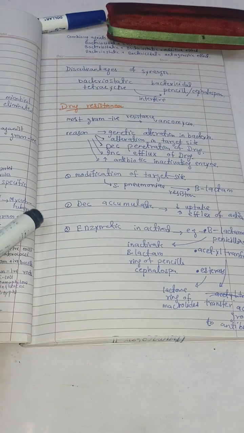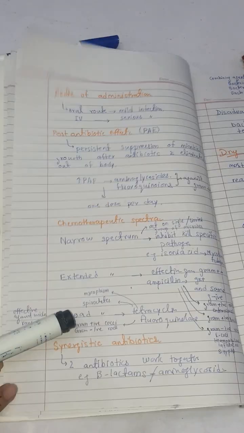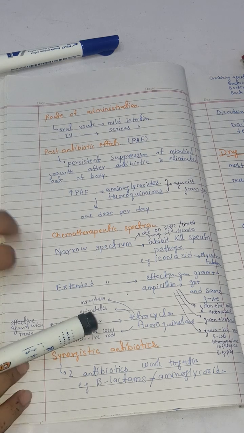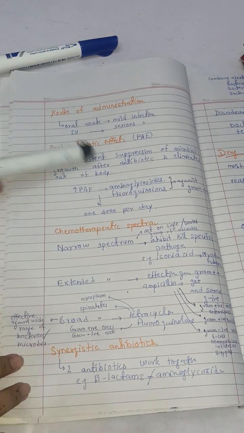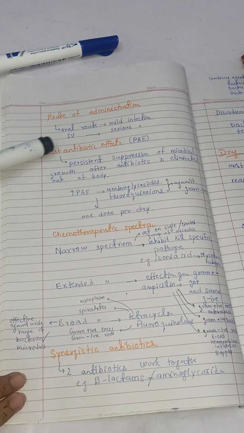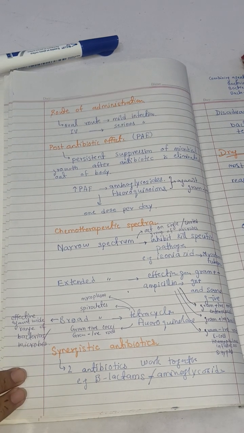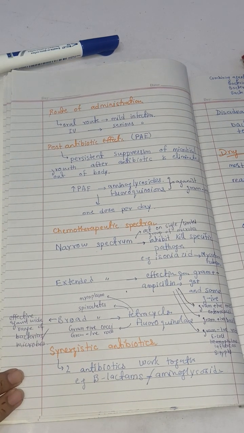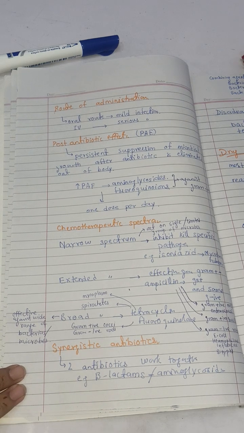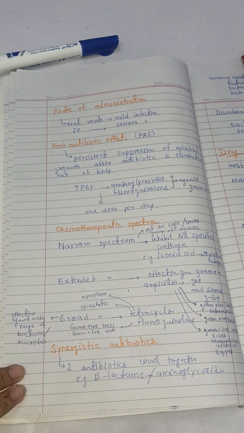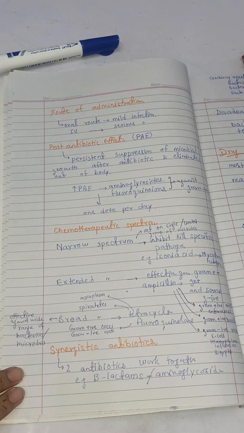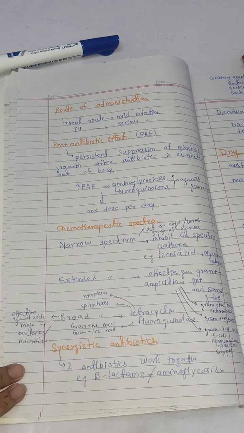Cost of the therapy should be low. Next thing is the route of administration. The oral route is the best for mild infection, but if we have a serious infection, then give the IV route. Post-antibiotic effect is the persistent suppression of microbial growth after the antibiotic has been eliminated from the body. For example, aminoglycosides and fluoroquinolones show this kind of effect.